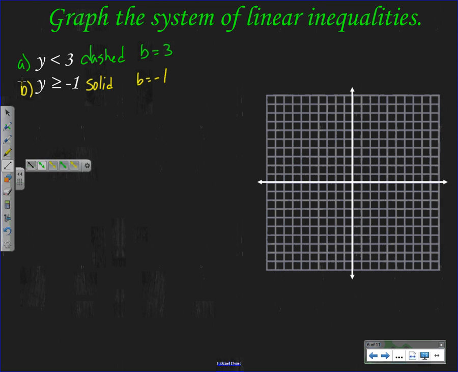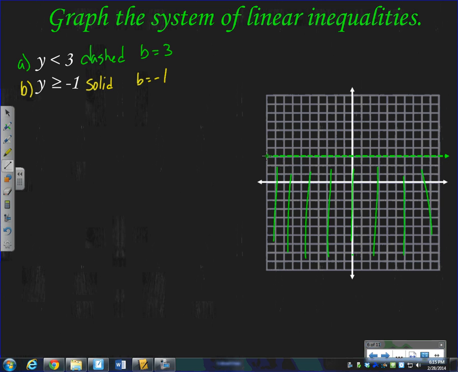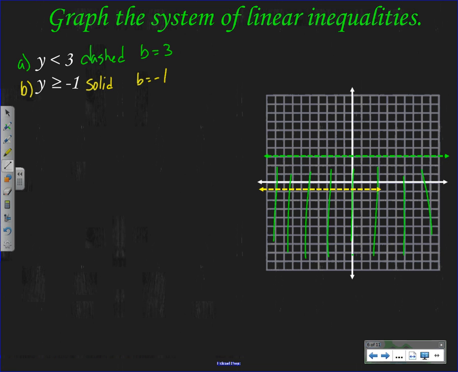Okay, so here we go. My first one's a dashed green line through y equals 3. There we go, right here. All right, that's it. Now we need to shade it in. Where is y less than 3? Above or below? Right, below. Good. Awesome. All right, got that one. Now the next one is a dashed line, and it's through b equals -1, right here. Oops, I'm a little bit high. We'll adjust that in just a second. There we go.